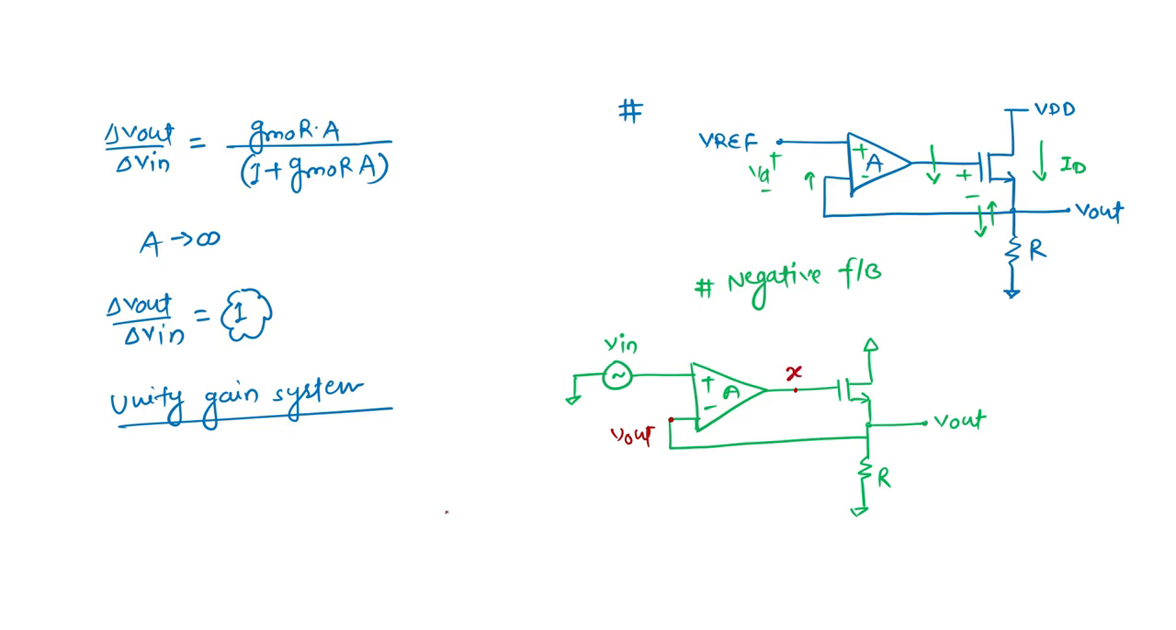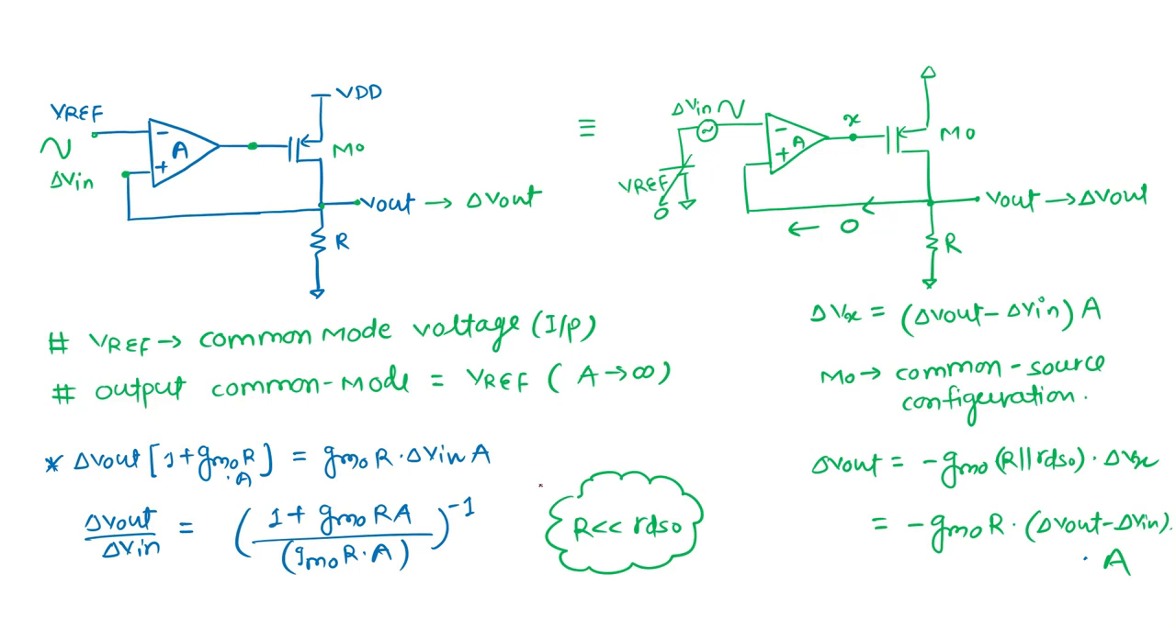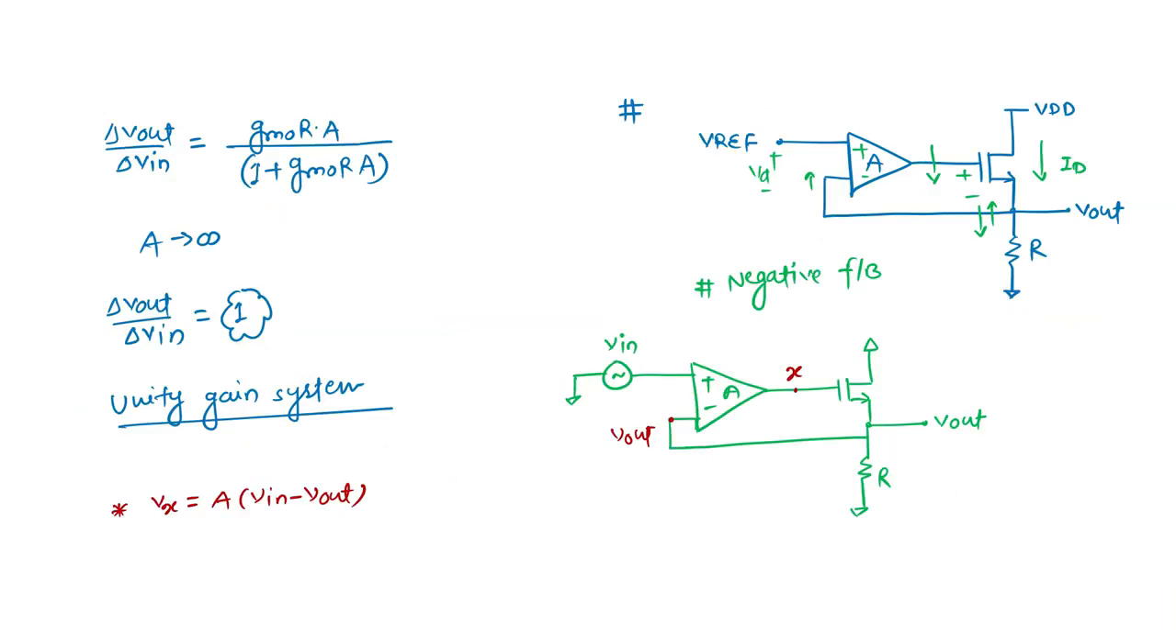So what is X? Vx is A times V in minus V out. I think something in this diagram, okay, right. Yes, so it is Vx. So what is the V out now? From Vx to V out, what we are seeing is a common drain, or source follower. So we want to calculate the gain from X to V out.